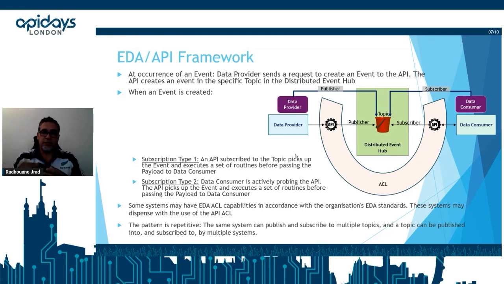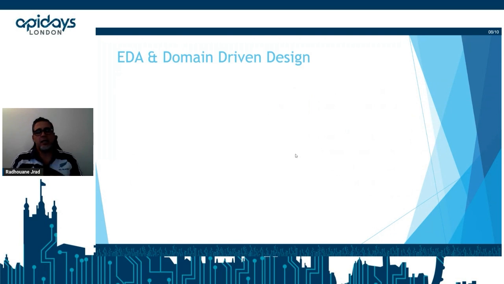Again, this is a repetitive pattern. What that means is multiple data providers can publish multiple messages to the same queue, and multiple consumers can subscribe to one single queue. And we're going to see this in just the very next page.